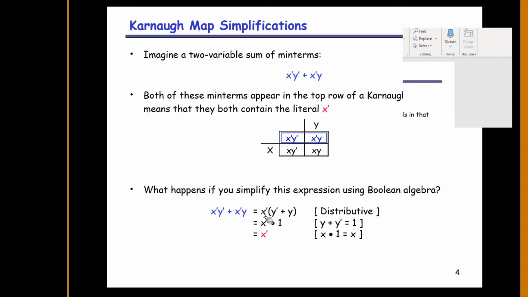Now I have to take x bar common from these two product terms. So x bar I am taking common, times y bar or y. Then I apply the OR law: y bar or y is equal to 1. Then only I get the minimal expression for this given function, which is equal to x bar. Without using all these Boolean laws, I could also use the K-map.